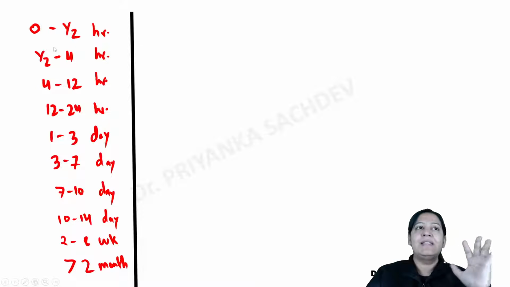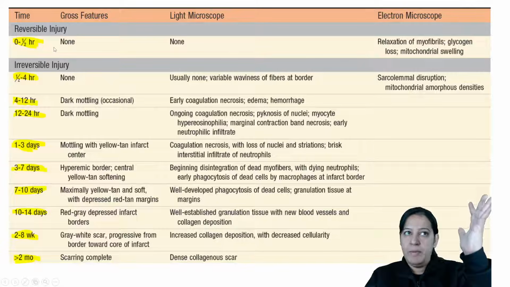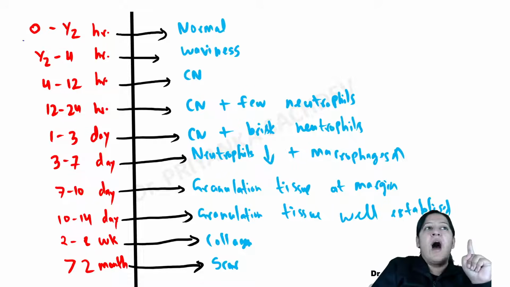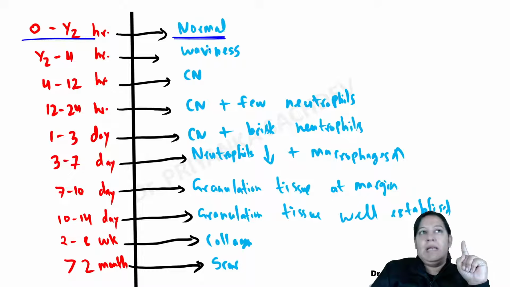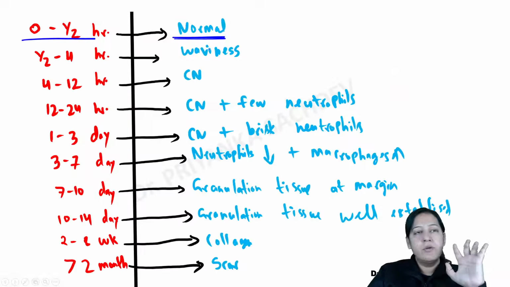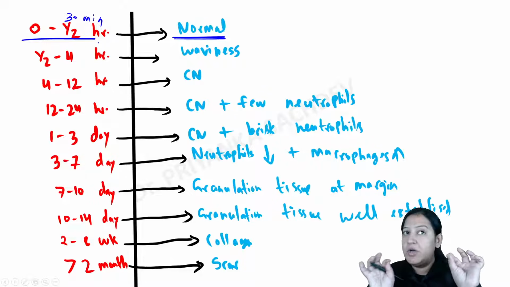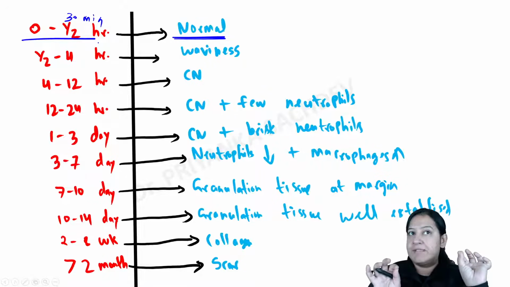So this is the easy table from Robbins. I have decoded this table for you. From 0 to half hour, it is normal. It is the same. From 0 to half hour means 30 minutes. Up to 30 minutes, it is a reversible injury. The injury is reversible, right?